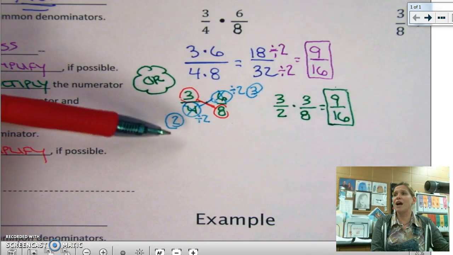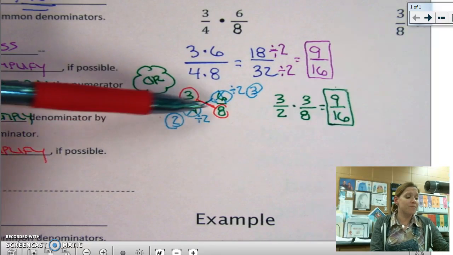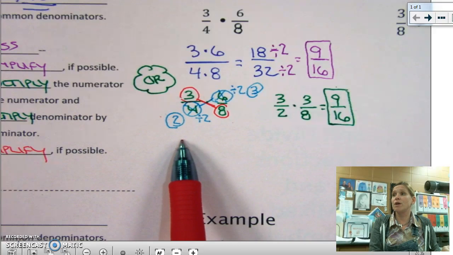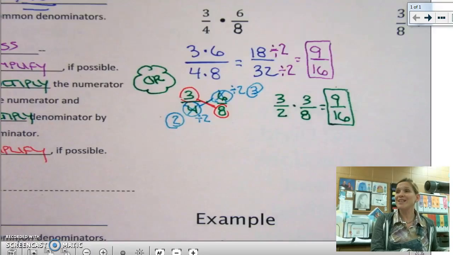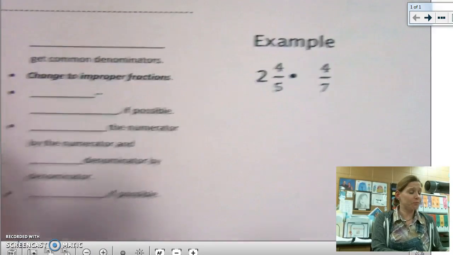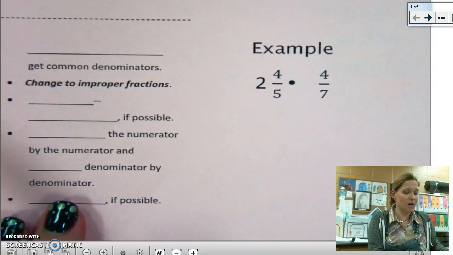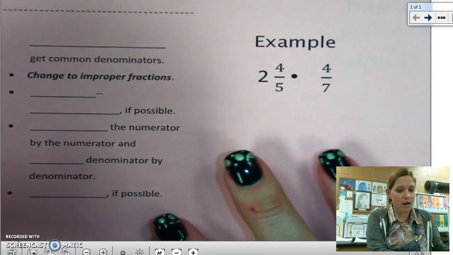If you want to try this cool, nifty little trick, which I think is really handy, because the factors are easier to pick out, you can definitely do this trick, get your new numbers, and you end up with the same answer. All right, let's go ahead and look at the bottom now. We're going to look at what happens when there's mixed numbers. It's pretty similar, but there's a little extra trick.